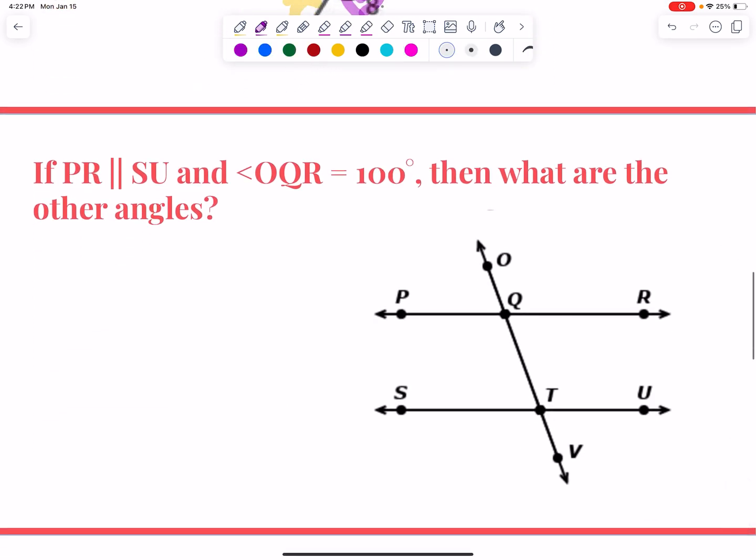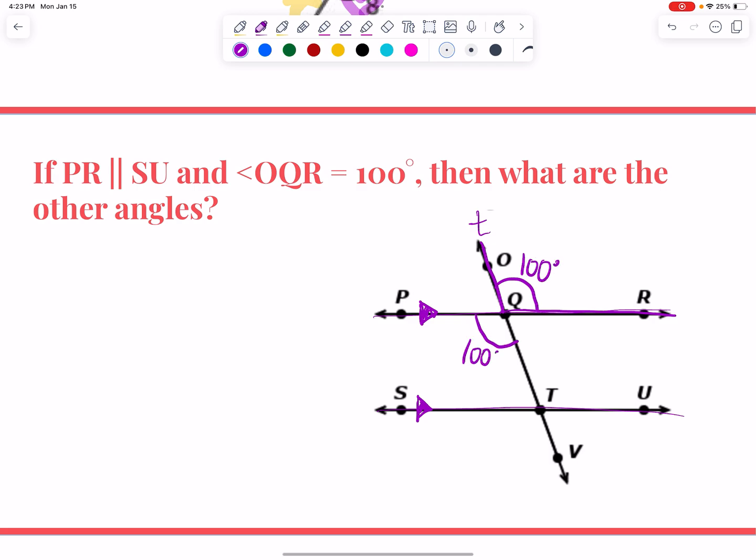If we start by knowing that these lines are parallel, it tells me PR is parallel to SU. They're parallel, they never intersect. Then this transversal that's going through it is going to create these 8 angles. And it tells us that exactly one of those angles, OQR, O to Q to R, this angle right here, is 100 degrees. So who else do I know that is going to be 100 degrees?